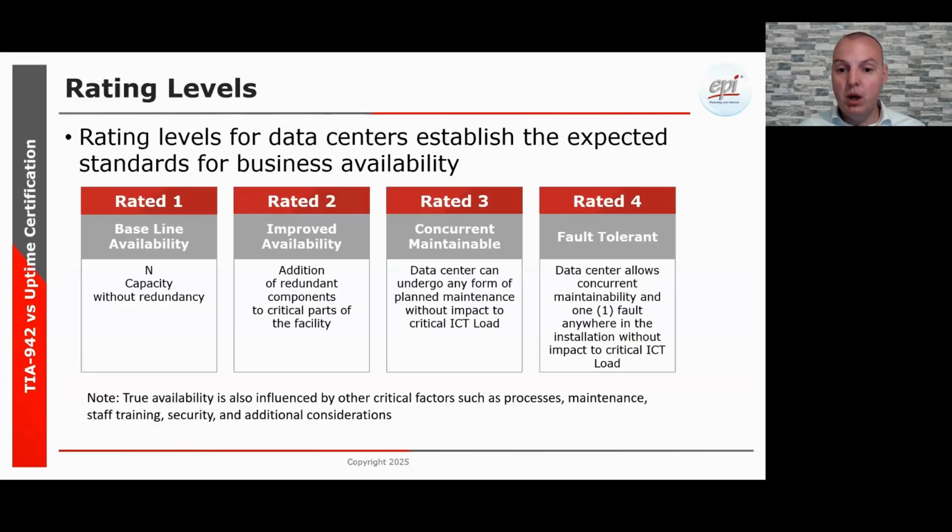Rated 3 and 4 are the most common ratings for data centers. Rated 3 basically means that your data center can undergo maintenance without an interruption of your equipment or its load. Think about replacing pipes, chillers, batteries, as long as it's planned. Rated 4, also concurrently maintainable, but allows for one fault within the installation, for instance, your equipment will keep running with a broken chiller, and this is often used in very critical areas.